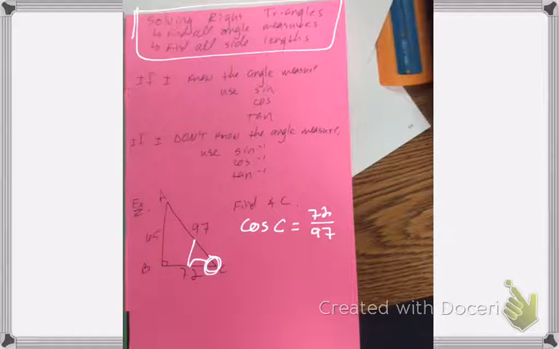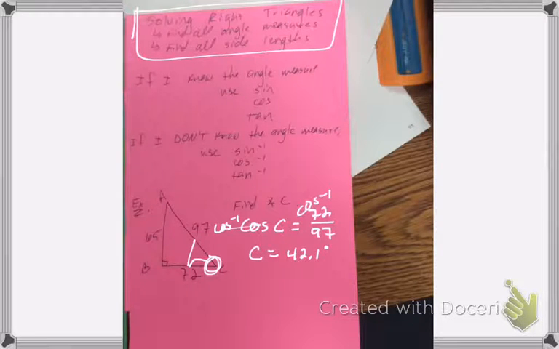But I have to rip this cosine off of this C to get C by itself. And so I'm going to inverse here, and I'm going to inverse here. So C is equal to the inverse cosine of 72 over 97. I divide 72 by 97, I hit inverse cosine, and I get 42.1 degrees.